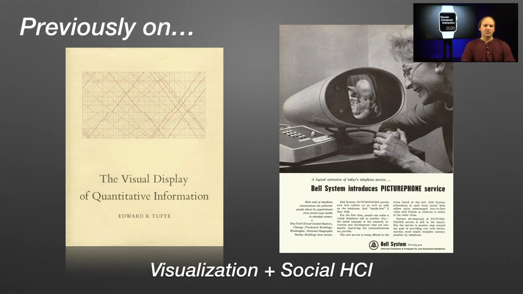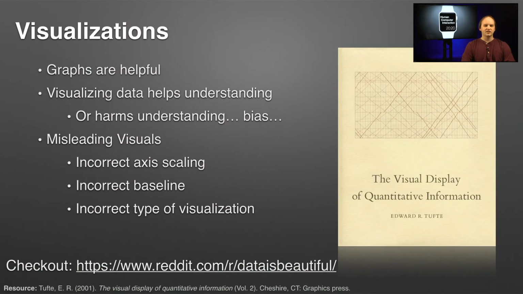Last time we talked a little bit about visualization of study data, or just data out in the wild, and how to make sense of that, and good and bad visualizations. And then we started on social HCI. These are some of the high points of visualizations that we talked about: they're helpful to explore data and see what's going on, to find weird patterns and investigate further. Pointing you to a couple of examples of good visualizations.